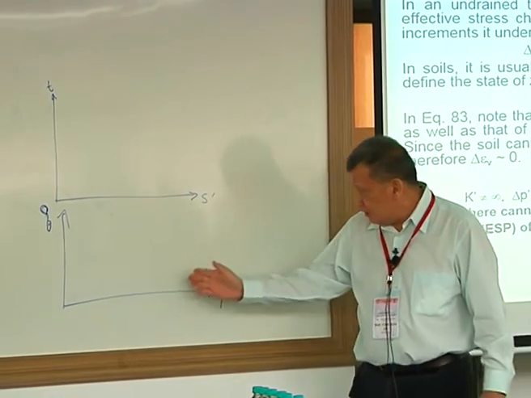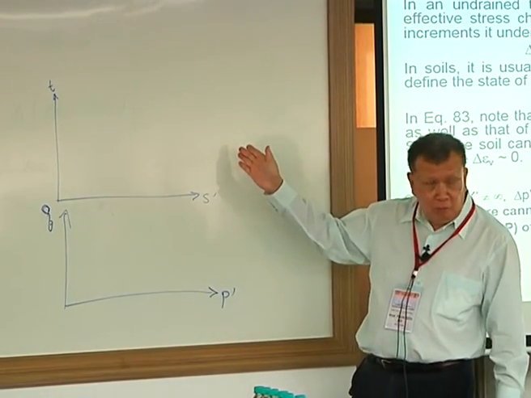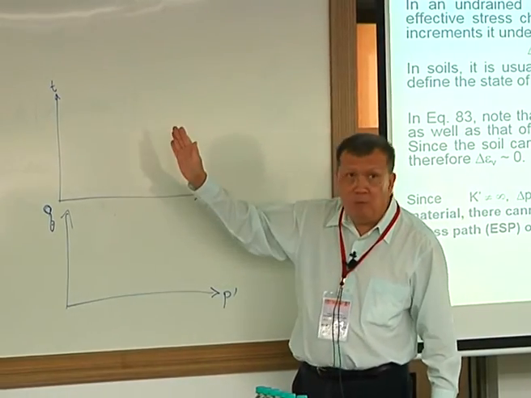We know that the total stress path is a straight line with a gradient of 3 to 1. The effective stress path is always a vertical straight line.